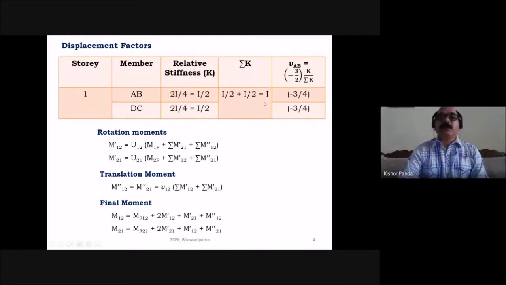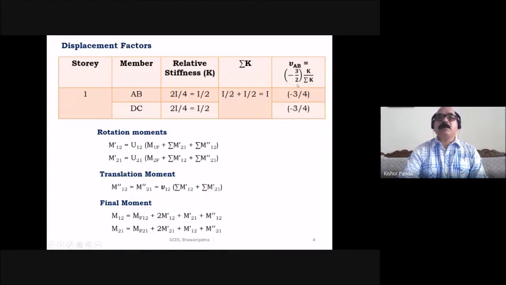After getting this relative stiffness and the sum of the relative stiffness, you can find out the displacement factor or translation factor. This is the formula: minus 3 by 2 K by summation of K. So minus 3 by 2, and K is I by 2 and summation of K is I. Minus 3 by 2 into I by 2 divided by I is equal to minus 3 by 4. Similarly for DC, UDC is equal to minus 3 by 2 into I by 2 divided by I. So this is equal to minus 3 by 4.